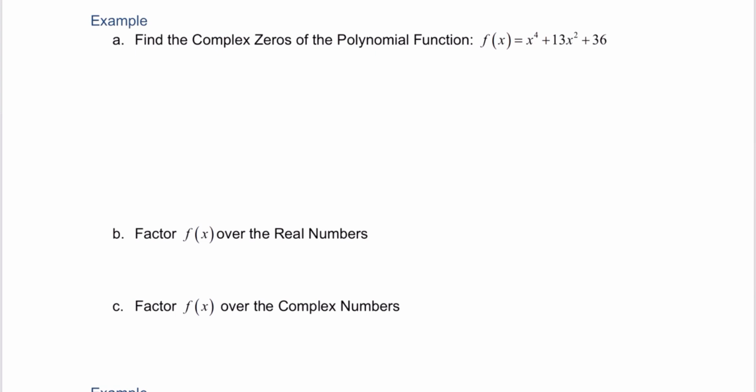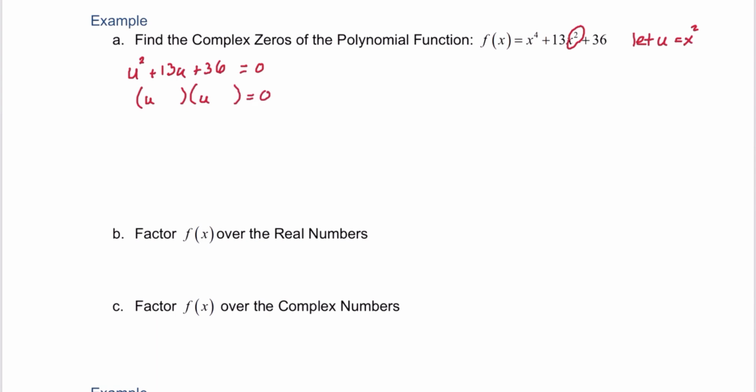So to attack this problem, we're actually going to do a u substitution. Recognize that it can be written in quadratic form if we let u equal x squared. So we can rewrite this as u squared plus 13u plus 36. And then we'll set that equal to 0. And we can factor the quadratic now.